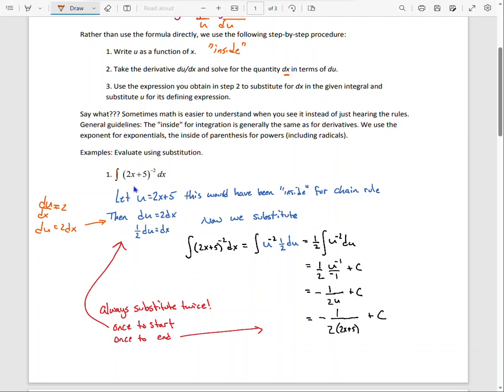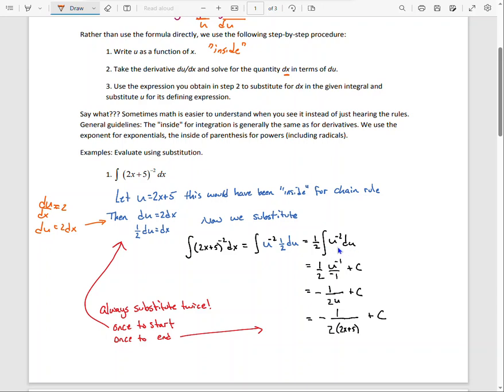Okay, so we take this original integral, the integral of 2x plus 5, all to the negative 2 dx. Now 2x plus 5 is the same as u. I leave the negative 2 power. And where the dx was, I replace dx with 1/2 du. Now a 1/2 is just a coefficient. It'll come out in front. 1/2 times the integral of u to the negative 2 du.